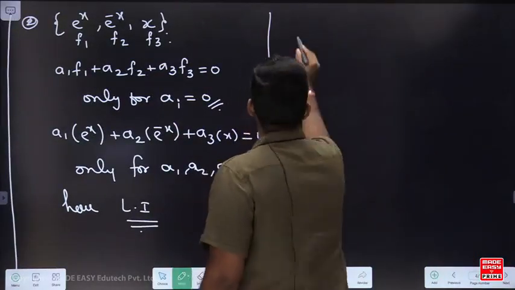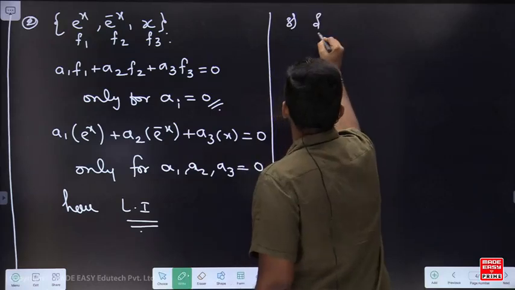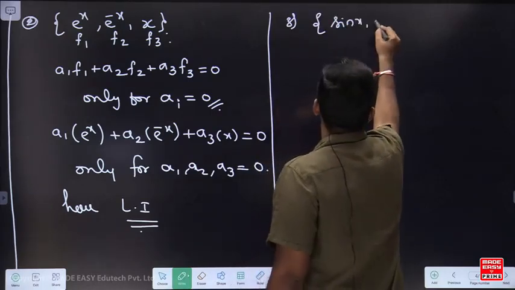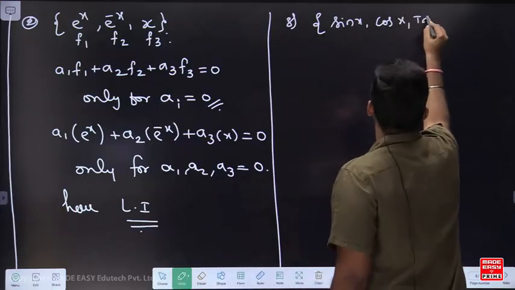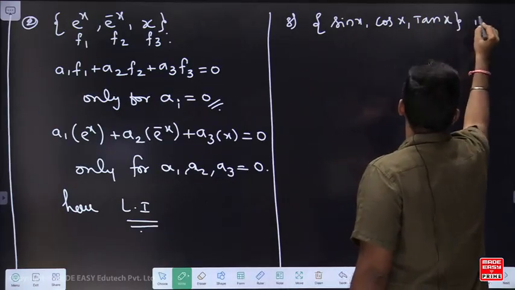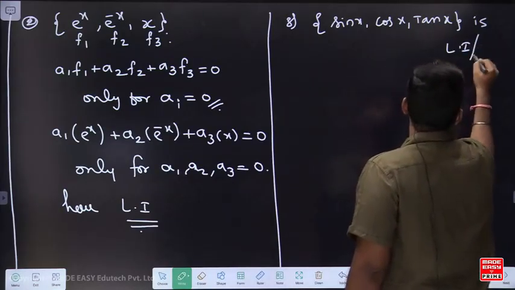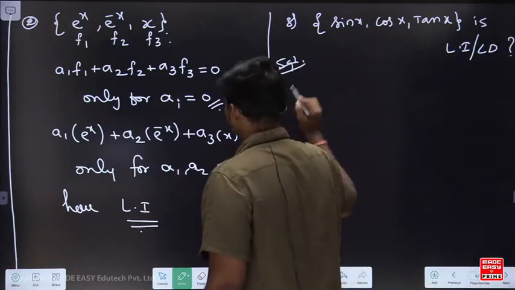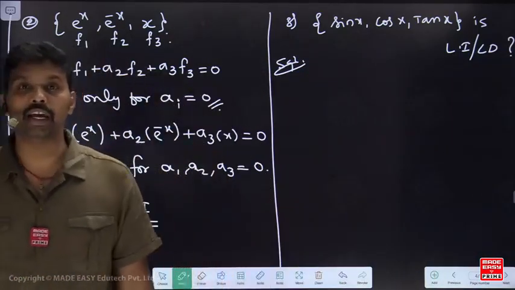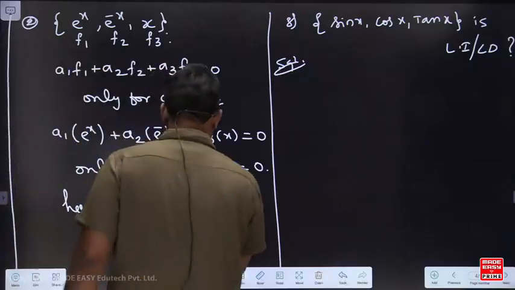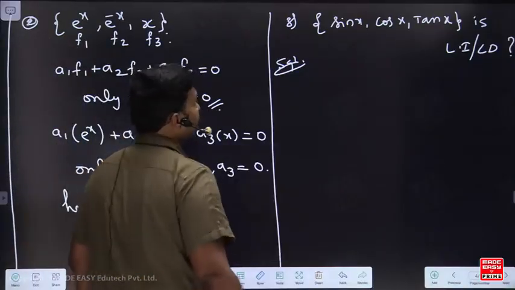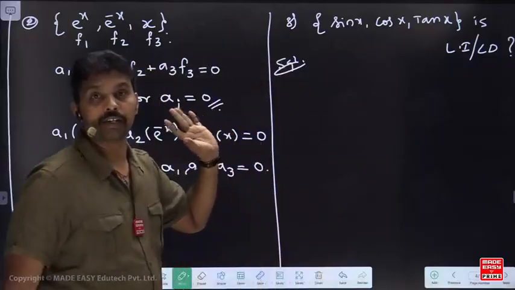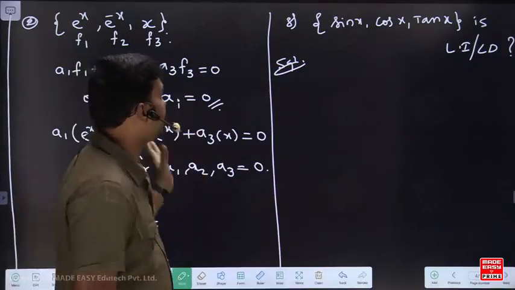Now, I just wanted to take another example here, that is sin x, cos x and tan x. Is it Li or Ld? That is my question. Tell me, what is the answer for this? Li or Ld? Is it Li or Ld? That is my question, my dear. Is it Li or Ld? We have to do it quickly.